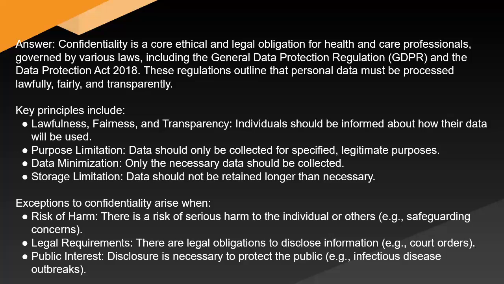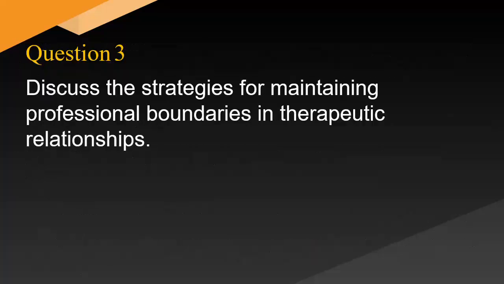Exceptions to confidentiality arise when there is a risk of harm. There is a risk of serious harm to the individual or others, e.g. safeguarding concerns. Legal requirements. There are legal obligations to disclose information, e.g. court orders. Public interest. Disclosure is necessary to protect the public, e.g. infectious disease outbreaks. Discuss the strategies for maintaining professional boundaries in therapeutic relationships.